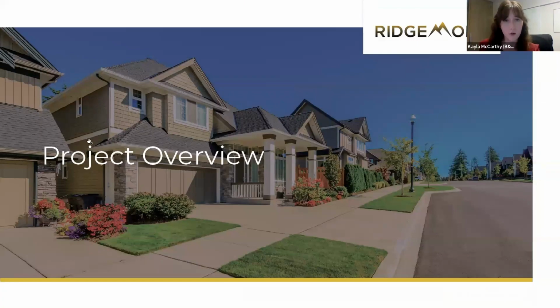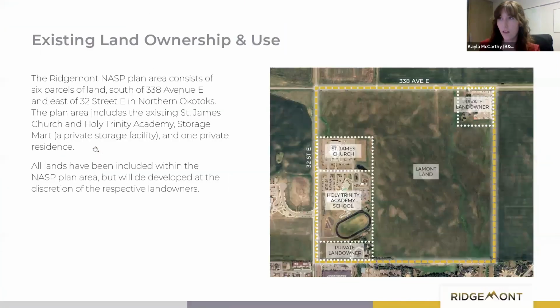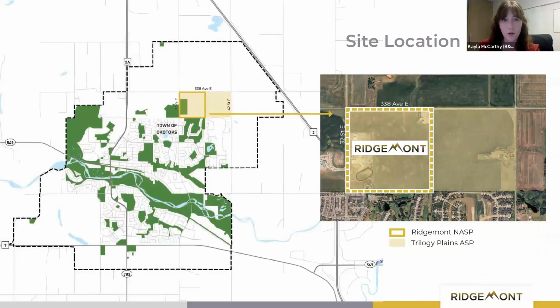So first, an overview of the project. The site is located on Northwest 342029 west of the 4th. So it's immediately south of 338th Avenue and east of 32nd Street in Northern Okotoks. The name of the new community will be Ridgemont, and the project underway is a neighborhood area structure plan, which we'll provide a bit more context on later in the presentation.